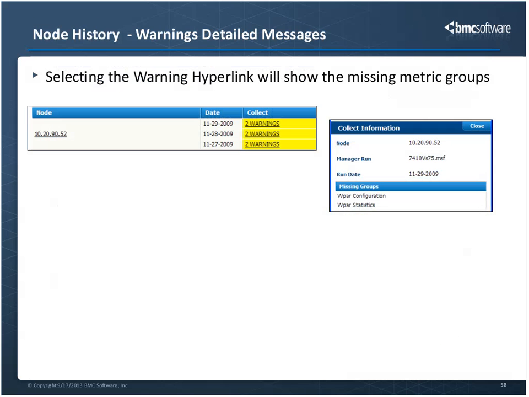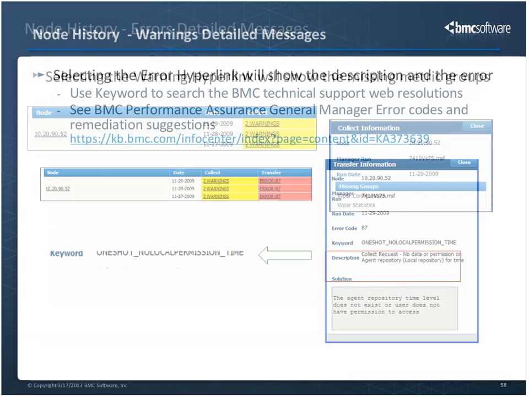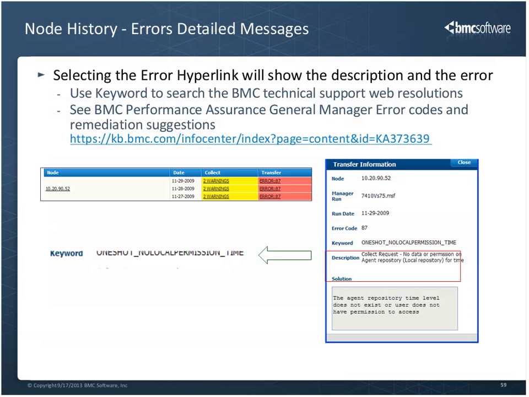Okay, so in the case of the warning messages, if you hyperclick on them, it'll give you the information about the particular warning. It'll tell you the missing groups that were missing out of that particular collection run. It also will give you more detailed information. Looks like this one didn't come out real well. But anyway, this keyword is something that you can actually use when you're searching our knowledge base to find out what's going on with this run, to give you more information.